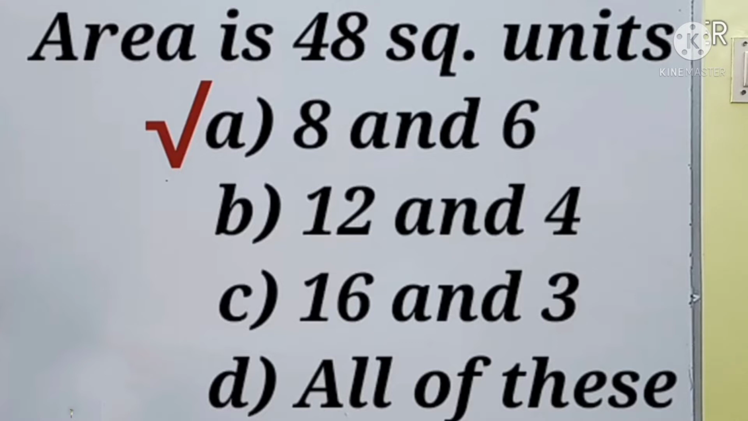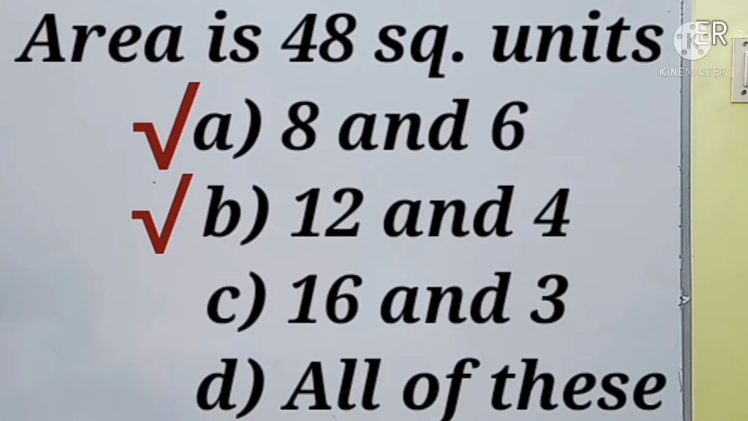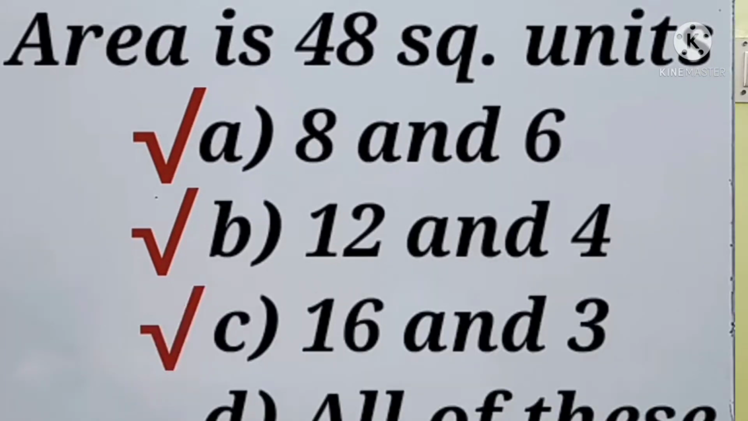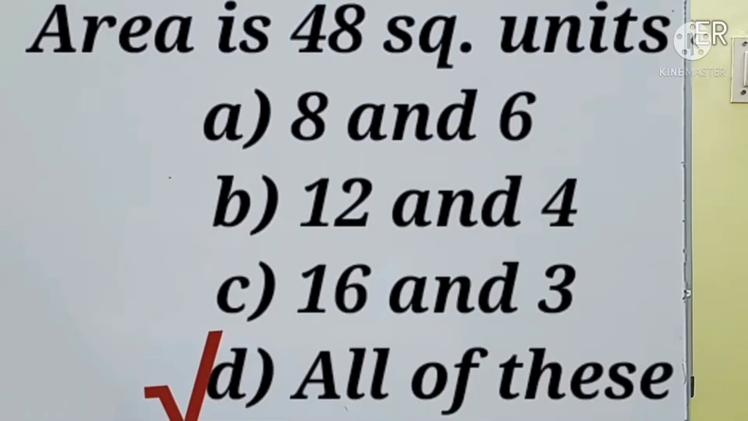Option B, 12 4s are 48. So option B is also correct. Now you check option C. 16 3s are 48. So options A, B, C all are correct. So you select all of these, option D. From this we get an idea: for this type of question we get many answers.